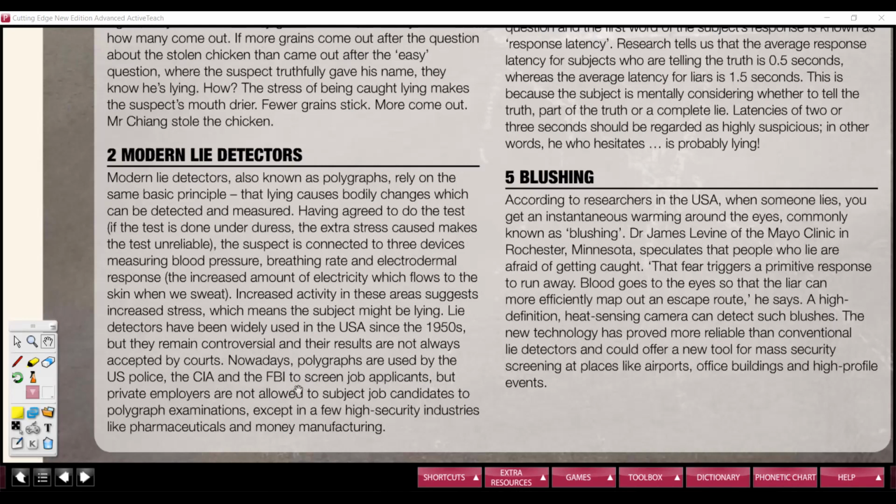Oh, yes, teacher, is that correct? FBI or FBI? No, you have to say the CIA and the FBI. Yeah, okay, teacher. To screen job applicants, but private employers are not allowed to subject job candidates to polygraph examination, except in a few high security industries like pharmaceuticals and money manufacturing.